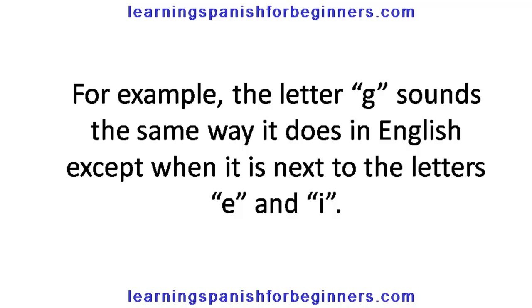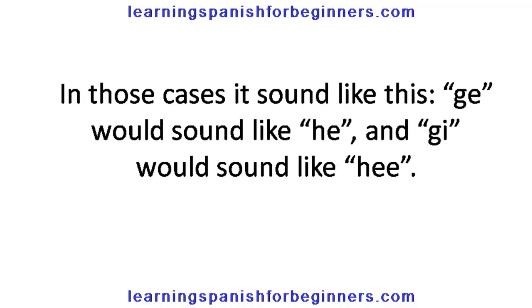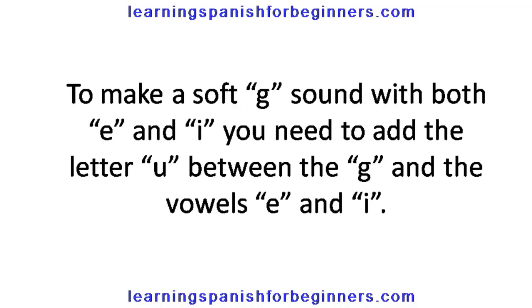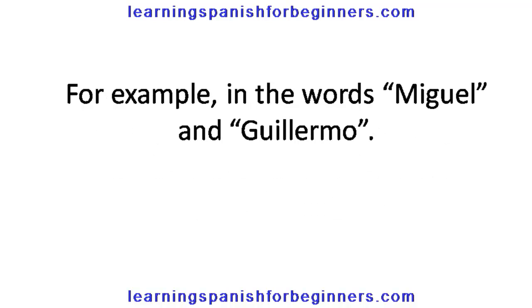For example, the letter G sounds the same way it does in English, except when it is next to the letters E and I. In those cases, it sounds like this. GE would sound like G, and GI would sound like he. To make a soft G sound with both E and I, you need to add the letter U between the G and the vowels E and I. For example, in the words Miguel and Guillermo.